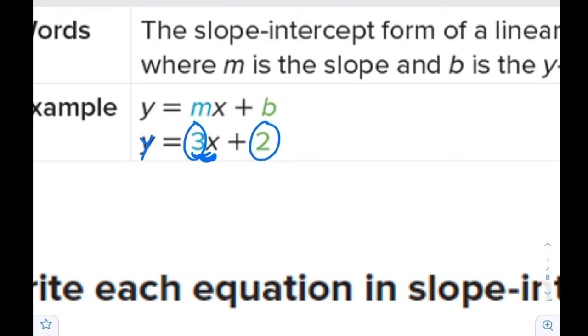Why should we learn how to write in slope intercept form? We learned how to graph a line using a table and using the x-intercept and y-intercept, and you can refer to the previous videos. Now we will also be able to graph using this method, which is sometimes easier.